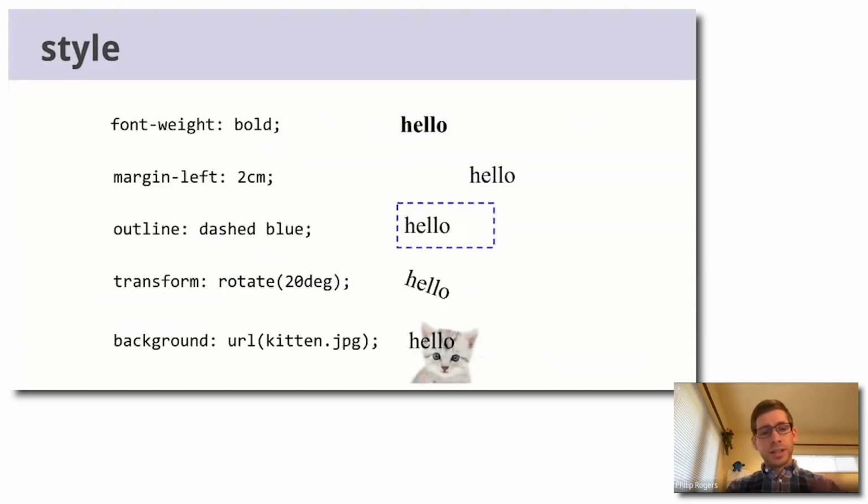So there are tons of styles. I think there's probably thousands. These are things like fonts, colors, backgrounds, as well as transforms. These are the knobs that web authors can use to style their document.